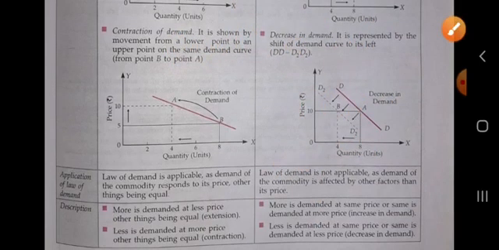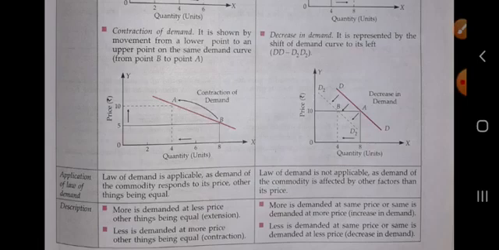Next is application of the law of demand. Law of demand is applicable as the demand of the commodities responds to its price, other things being equal. Only the law of demand is applicable here, because the law of demand says that there is a negative relation between the price and quantity demanded.